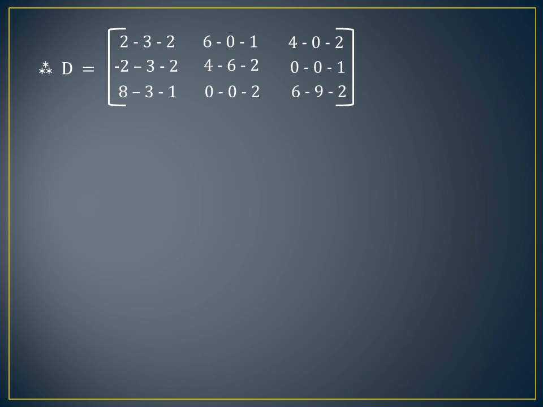So in the first row we would have minus 3, 5, 2. Next would be minus 7, minus 4 and minus 1. And the last row would be 4, minus 2 and minus 5.